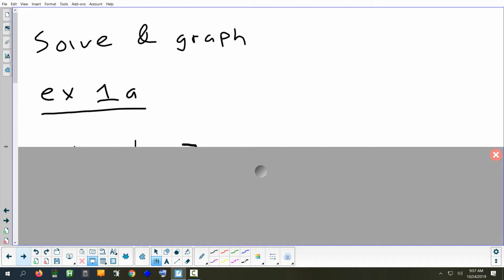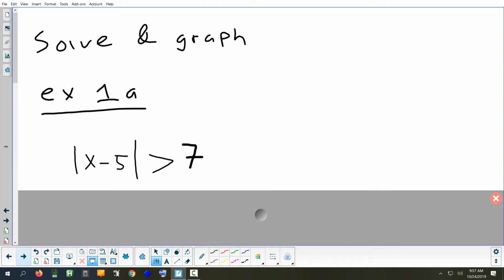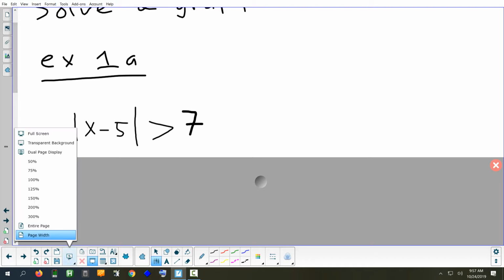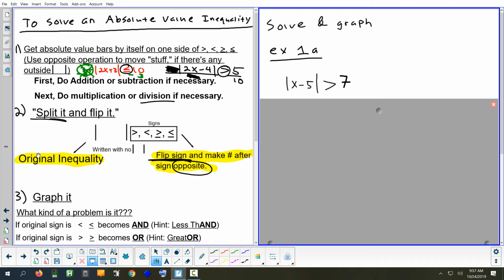Do you guys already have the example written, or do you have to copy it? You have to copy it, okay. So 1a. Absolute value of x minus 5 is greater, so you should already kind of know what word we're going to be writing down at the end. You don't have to write it yet, but greater than 7. Okay, let's look at step 1. Get the absolute value bars by themselves.